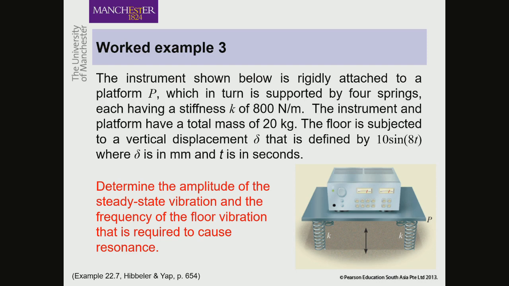So if we are trying to find something that would cause resonance, what do you think we are trying to find? For resonance, our forcing frequency omega 0 must be equal to omega n, the natural frequency of the system. So what was the natural frequency of the system? The formula is quite simple, right? Omega n equals square root of k over m, right?